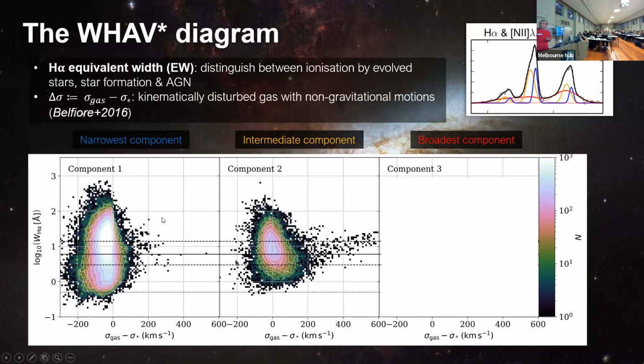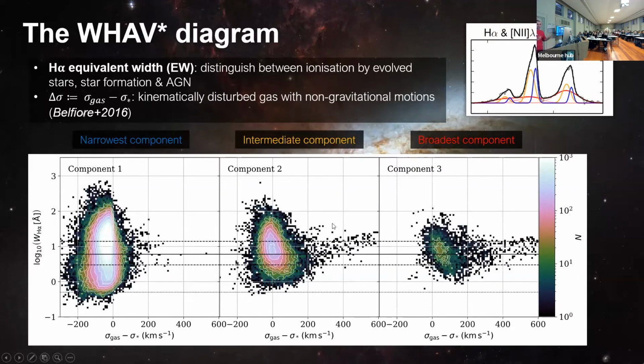The distribution in the intermediate components looks very different. So the equivalent widths are shifted down, and also a large portion of these are in the right-hand side of this diagram. And we also see the formation of this long extended tail. And finally, the broadest component looks very similar to the second component, but skewed to even higher values of delta sigma. And so there's obviously a lot of interesting structure in this diagram.